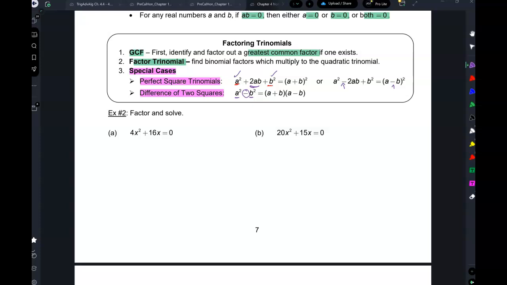How come, isn't it no C at all? Well, the C is the B squared, right? So it's like a perfect square.